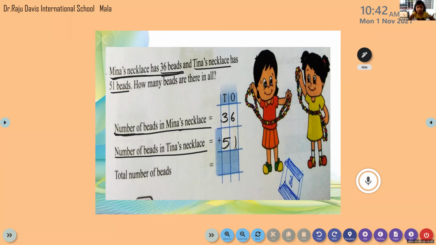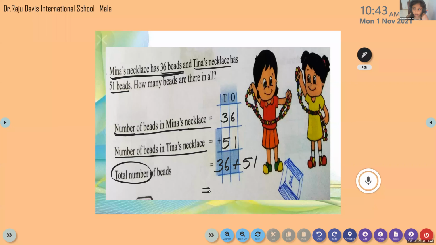Yes. Okay. Then what is the last step? Total number of beads. And if you want to find out the total number of beads, what should we do? We have to add the numbers. For finding total, we have to add the numbers. Whatever is there in the question, for finding the total, we have to add the numbers. Yes, 36 plus 51. And we got the answer.